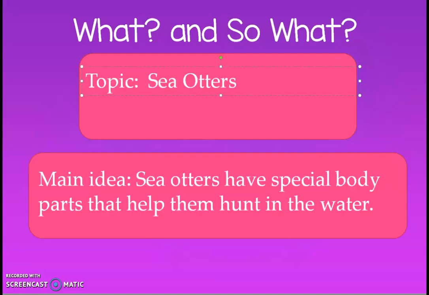When I write what a topic is, I want to be able to say the subject of the text in 1 or 2 words. So this text is about sea otters. Now, when I want to share what the main idea is, I need to think about what the author wants me to know about the topic. So in that section of the text, what did the author want me to know about sea otters? The author told me that sea otters have special body parts that help them hunt in the water.